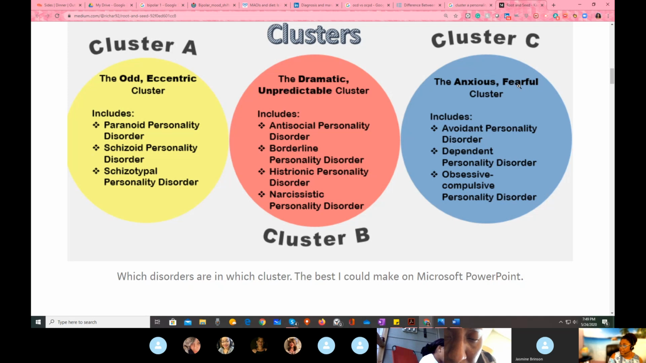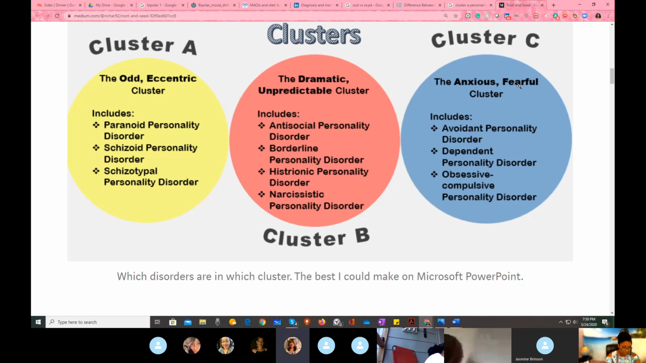My cluster C, those are my anxious, fearful people. Avoidant, again, they're going to avoid the crowd because of how you might judge them. Dependent personalities, they can't do anything by themselves. They don't trust their own judgment. And again, my obsessive compulsive personality disorders. That's my last one. Okay, guys, I've gone over my time. I just wanted to get some things in.